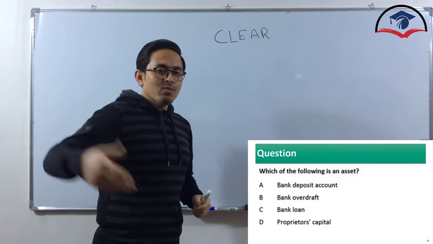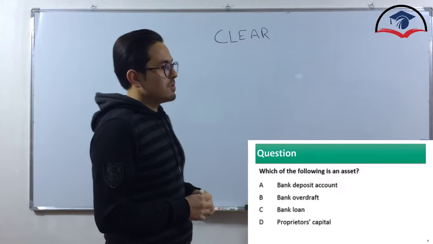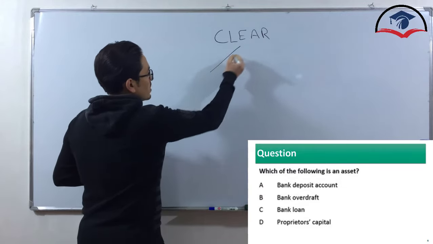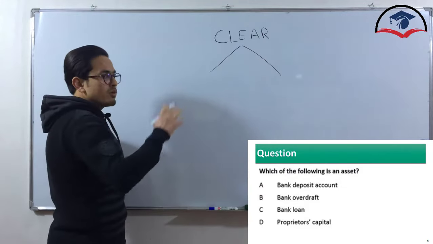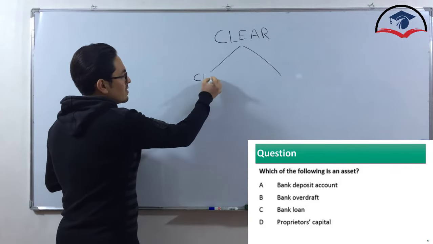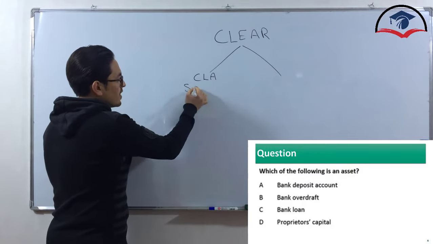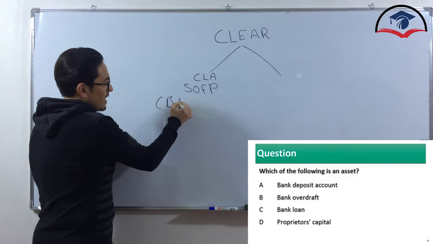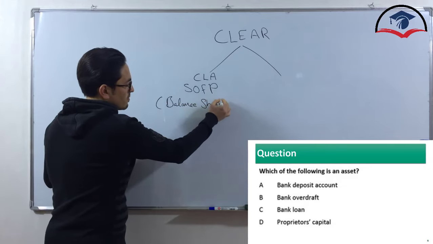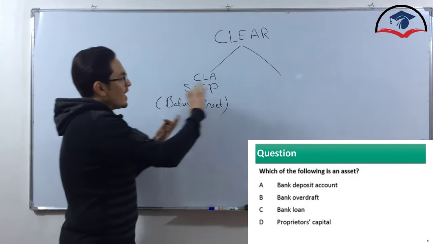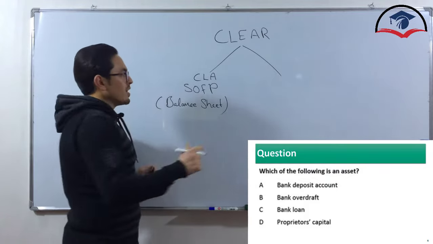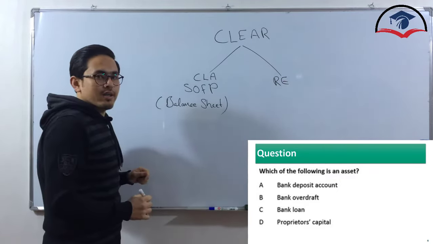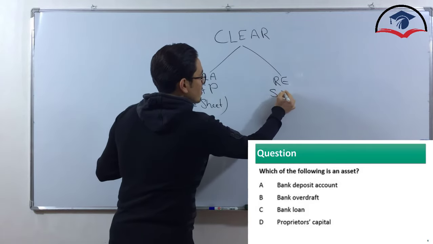But let's abbreviate what we have studied by the word CLEAR. Capital, liability, expense, asset, and revenue. We can mainly divide these into two parts. For the financial position of the company, the capital, the liability, and the asset will come in the SOFP, statement of financial position. The other name for it is the balance sheet. And from these five elements, two of them will come to the income statement, which are revenue and expense, RE. Revenue and expense will come to the statement of performance.